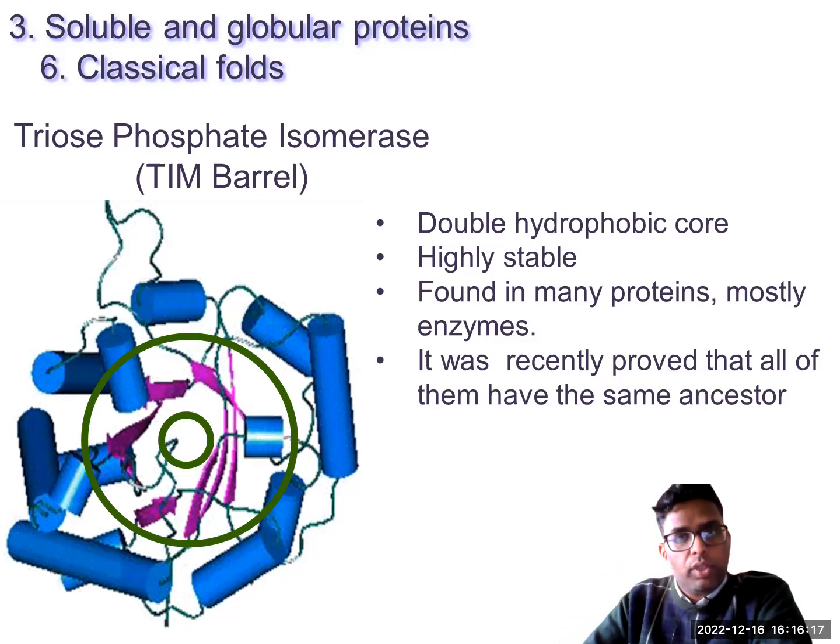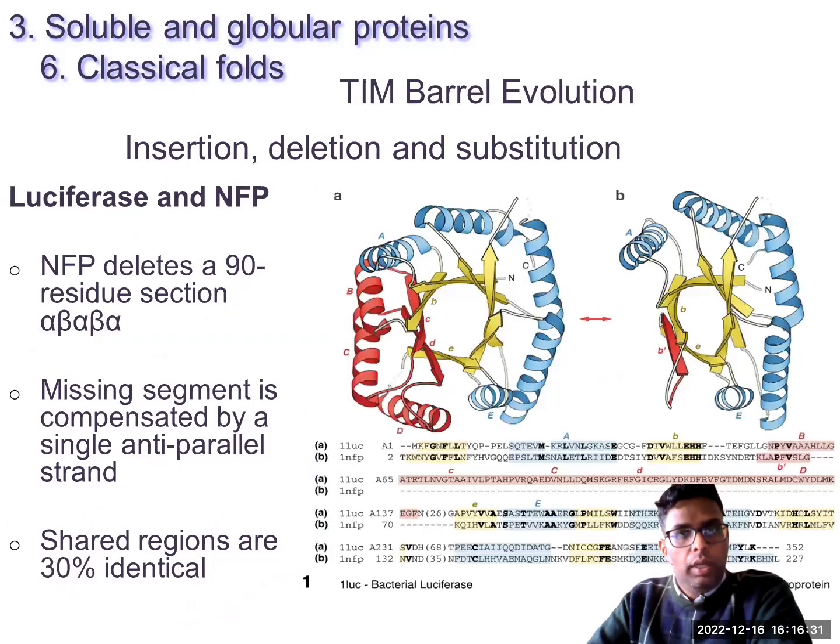The TIM barrel is very important because it has a double hydrophobic core, is highly stable, and is found in many proteins. It has recently been proved that all of them share the same ancestor. The TIM barrel is usually hydrophobic, but inside it is a hydrophilic structure. I will go through it in detail. The TIM barrel has insertions, deletions, and substitutions, and some proteins are deleted. But ultimately, you can see the TIM barrel here, in a 90-degree orientation.